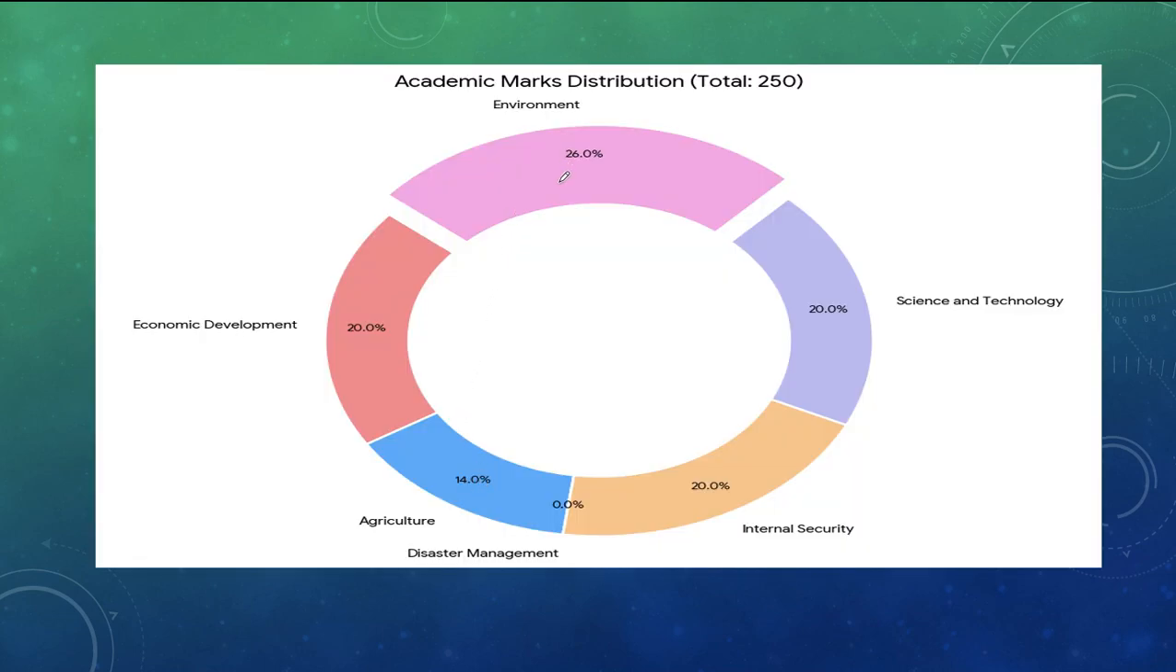And looking at the academic marks distribution, agriculture carries 40% weightage, and the maximum marks in this year 2025 were asked on environment. Then you can read economic development. After covering environment, you can move to economy. Then you can cover science and technology. Then you can come to internal security. Then you can come to agriculture. And finally, disaster management. This is the syllabus coverage priority I will be suggesting to my students based on the academic marks distribution.